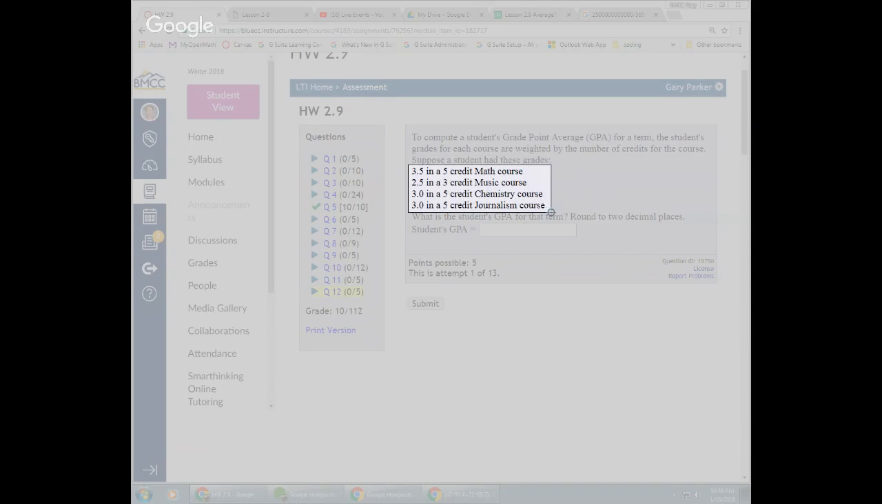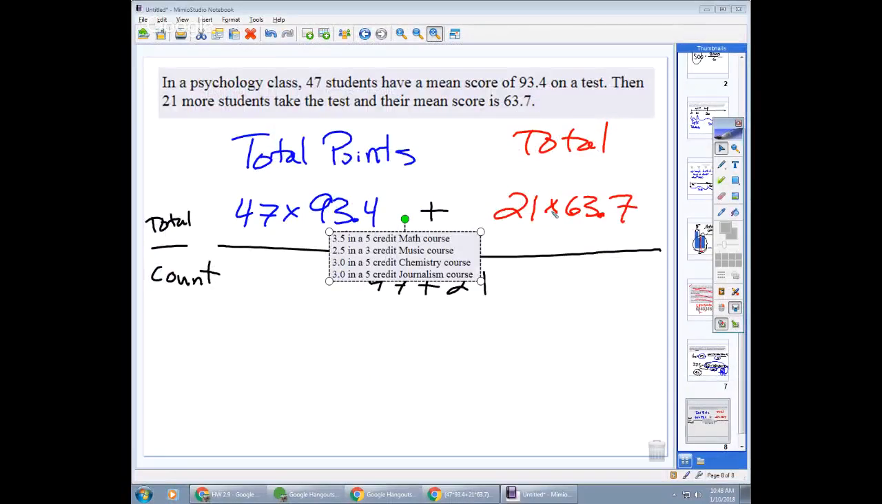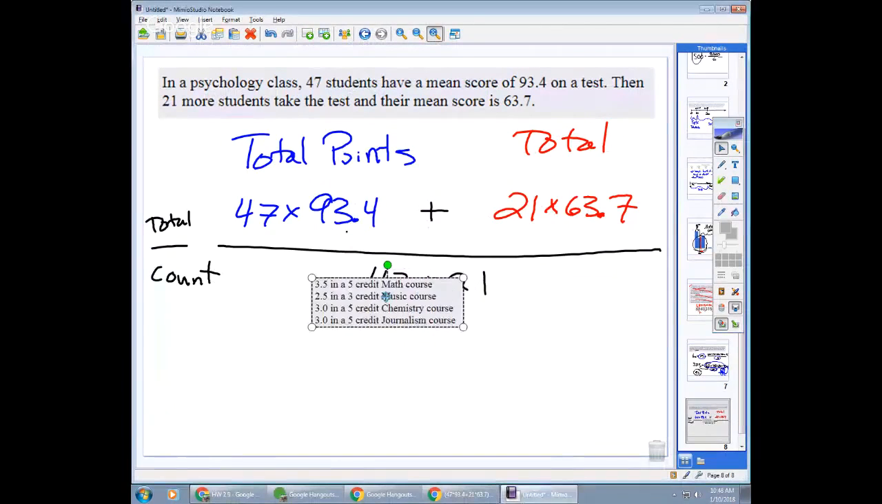148.7. You got what? 148.7. Something must have gone wrong in your division there. That's too high. It's got to be somewhere between the 93 and the 63. More toward the 93 because more people had that score. That makes sense? Yeah. Yeah, so somewhere in your typing it in. So, did you do it again?